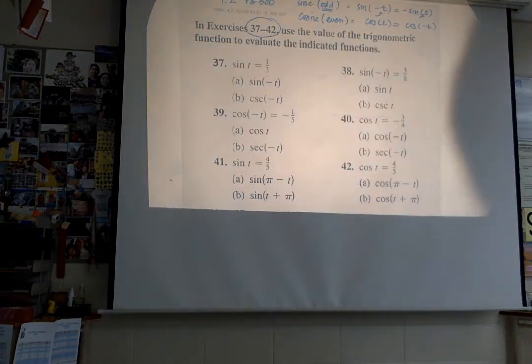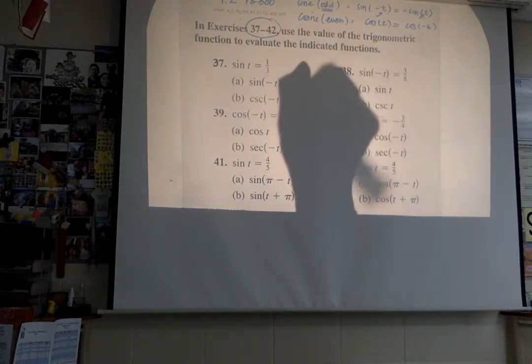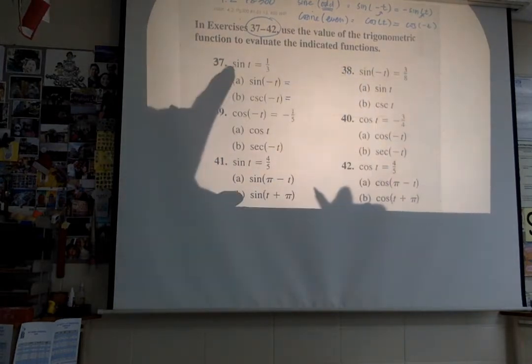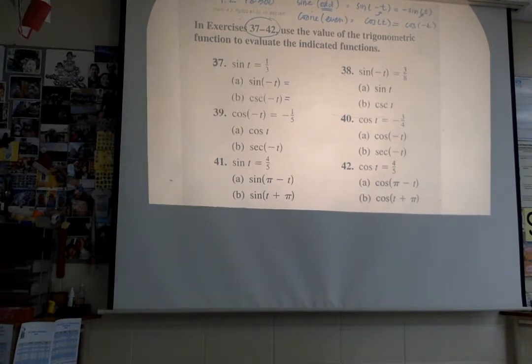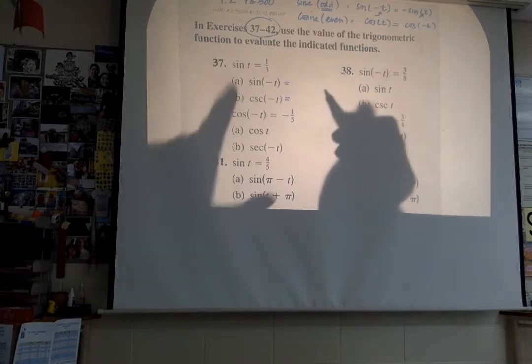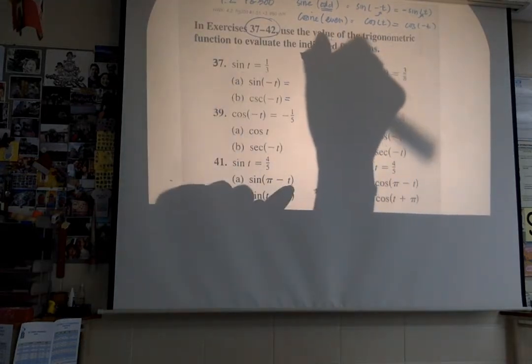So I'm going to go over number 37 to 42 with you. I'm sure maybe you're already done with this and you probably understand it pretty well. Remember, sine t is equal to 1/3. So think about the angle t. It could be anything you really desire. It could be a negative angle or a positive angle. It doesn't matter. But what we do know for sure is that sine of t is 1/3.